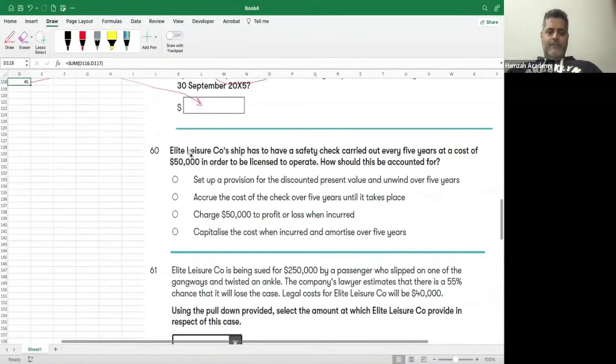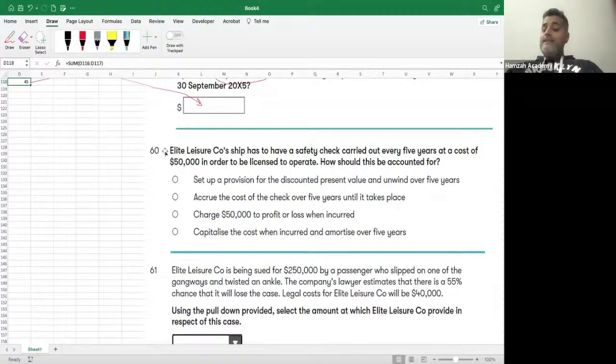Question number 60. Elite Leisure Company's ship has to have a safety check carried out every 5 years at a cost of 50,000 in order to be licensed to operate. How should this be accounted for?